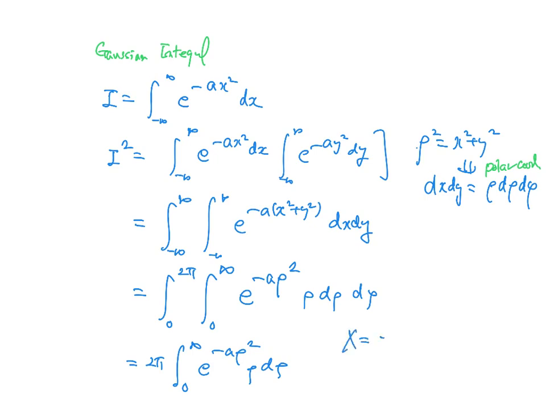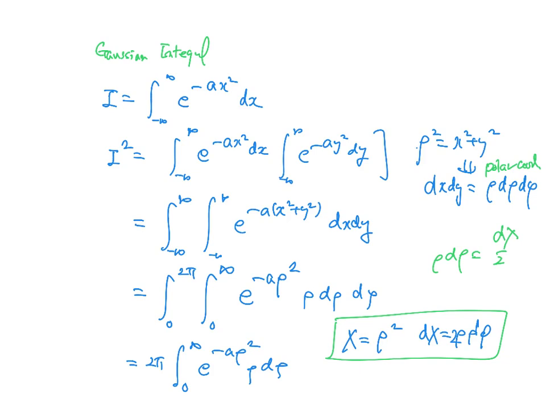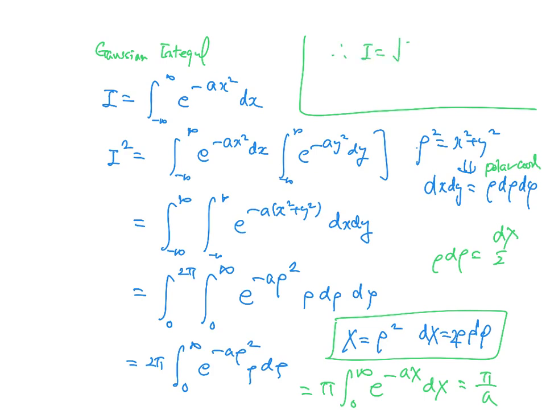So say x is rho squared, dx is twice rho d rho, right? So rho d rho is dx over 2. So it becomes pi times the integral from 0 to infinity of exponential minus a x dx. If we integrate this, what happens? Pi over a, right? So I is the square root of pi over a. So that's the Gaussian integral.